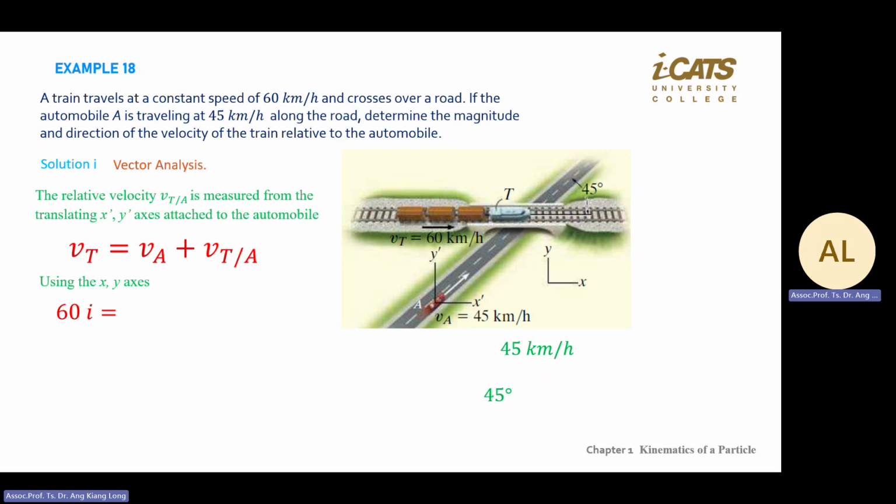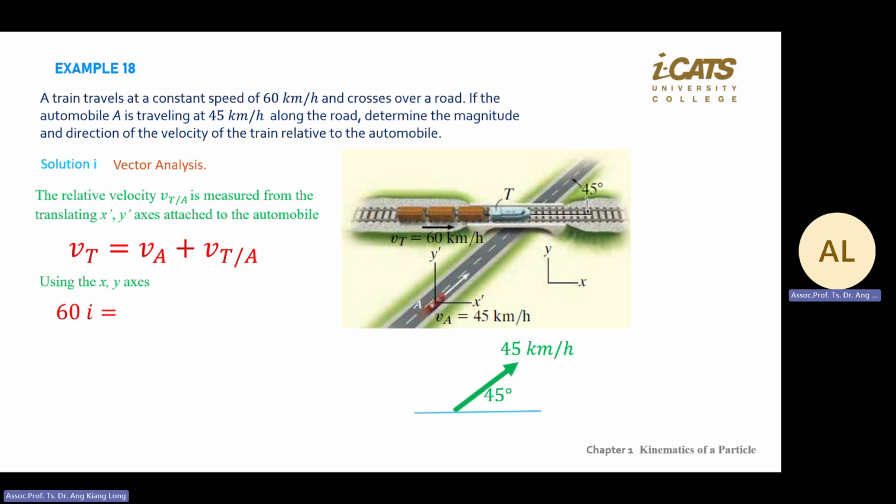VT stroke A is what you want to find. Once you have this one, you group all the i together, then do the normal mathematic. Then you group all the j together, do the mathematic. If got k, then you group all the k together, do the mathematics.